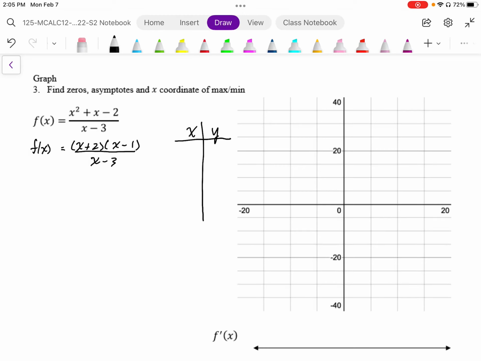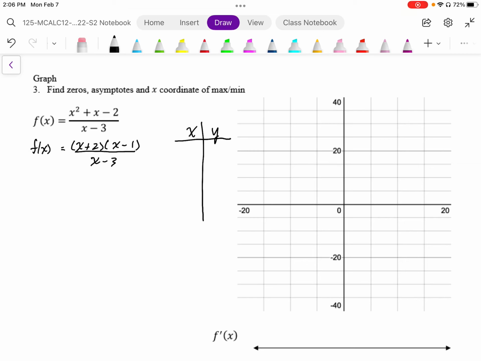When we look at this rational expression, the first thing we should notice is that the numerator is 1 degree higher than the denominator. That indicates that we have a slant asymptote for this, or potentially a slant asymptote. So we should first factor to see if there's any common factors that cancel. In this case, I factored this and there are no common factors.